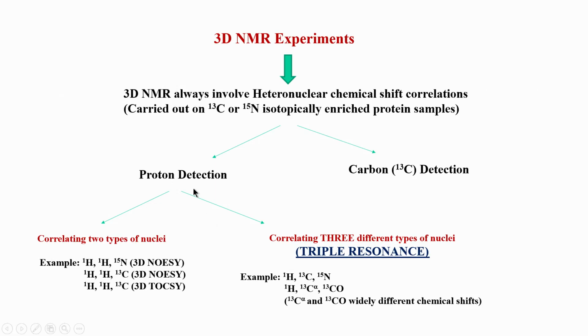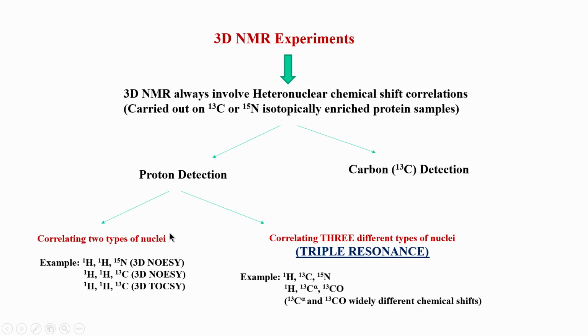So, when I say proton detection, what I actually mean is the direct detection, but the indirect dimension can be C13 or N15. It is very important to know that this can only be achieved if we have an isotopically enriched protein. That means we have to subject the protein to isotope labeling by some biological methods, which we will deal with later in the course. Once we have an isotopically enriched protein sample, then we can do proton detection.